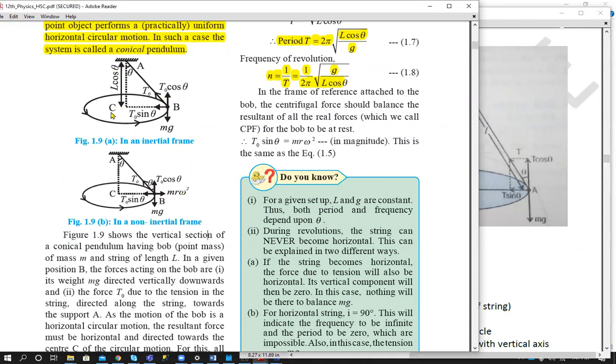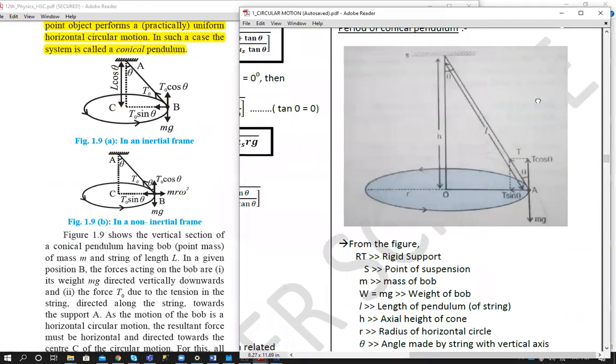So let's see the derivation. From the diagram, you can see in my notes. Here is a string जिसका length क्या है L, height of rigid support is H, and this angle is theta. Okay, so this height I can write as L cos theta.